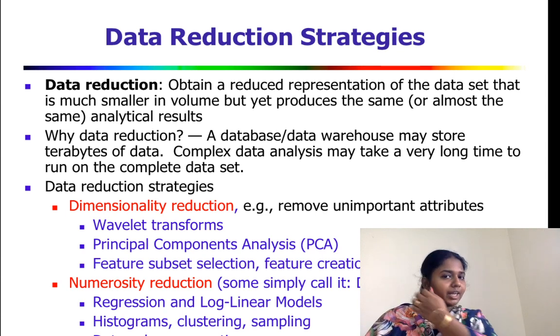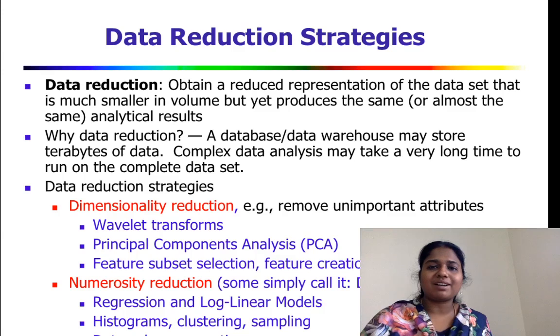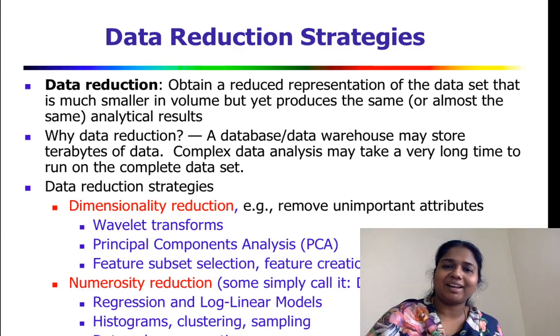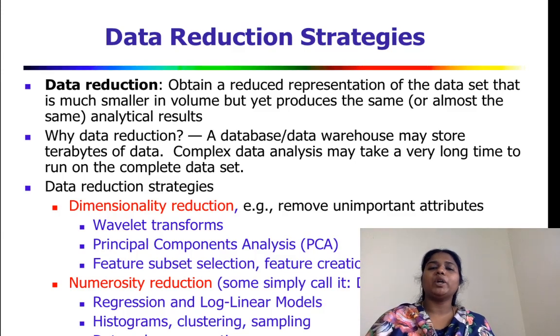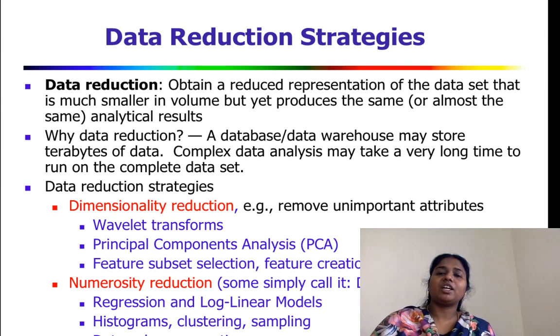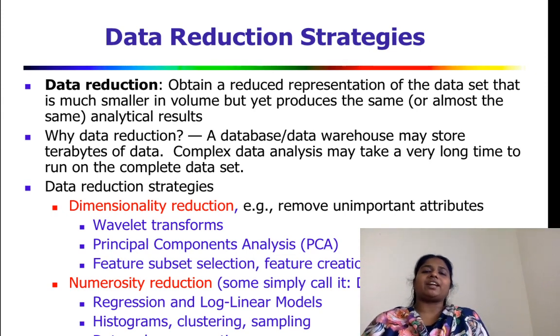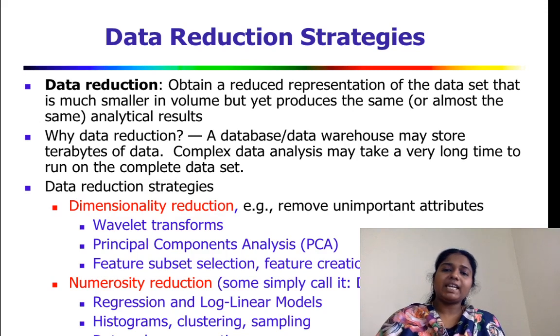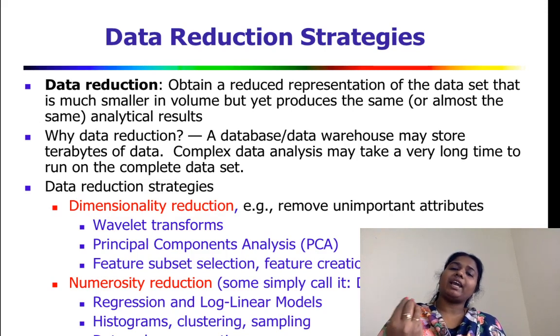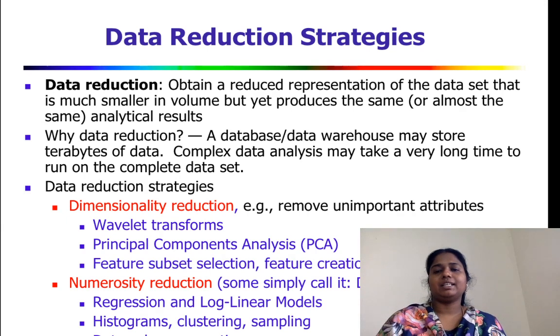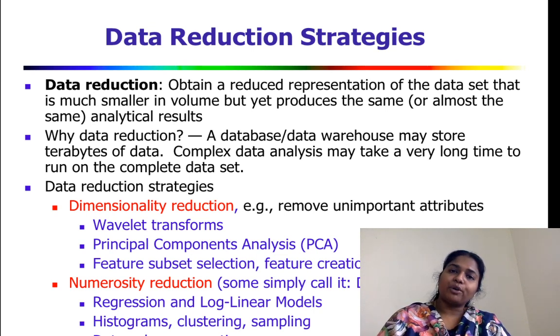If I remove the mark statement of the student and then try to analyze the performance of the student, it wouldn't make sense. So I cannot just remove any attribute. I have to find methods in which I can effectively represent that nature without using so much volume. That is called data reduction, which is why I say it should produce the same analytical result but with a reduced representation.